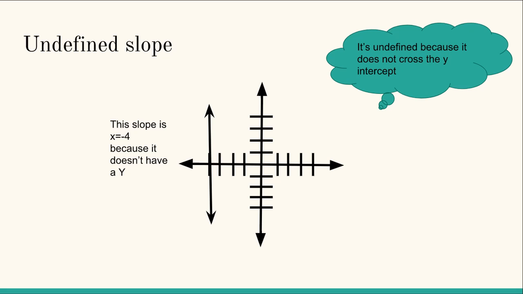Fifth, we have undefined slope. It's undefined because it does not cross the y-intercept, so you would see it as shown here. It's vertical, so a trick you can use to help you remember this is imagine a cliff and see how it's vertical. You can put 2 and 2 together and make the connection.